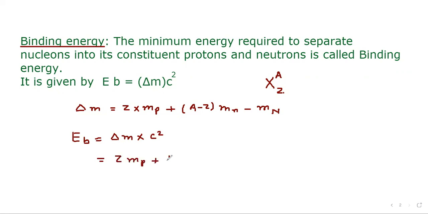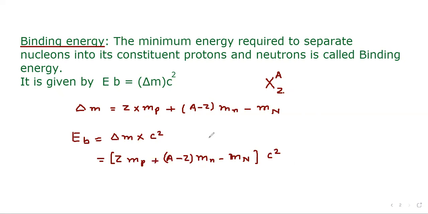So delta M times C square means this value: (Z Mp plus (A minus Z) Mn minus M nucleus) whole times C square. So this will give the binding energy. Now binding energy per nucleon we can find by dividing this energy by the mass number, which here will be A. So we just divide this value by A to get the binding energy per nucleon.